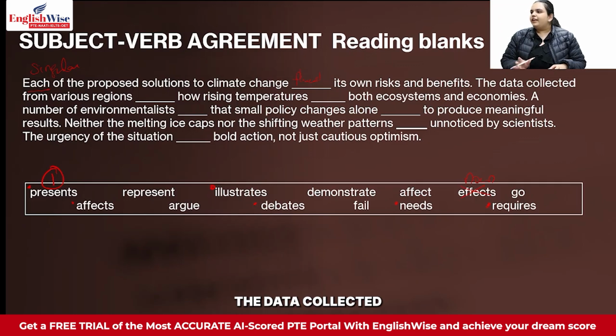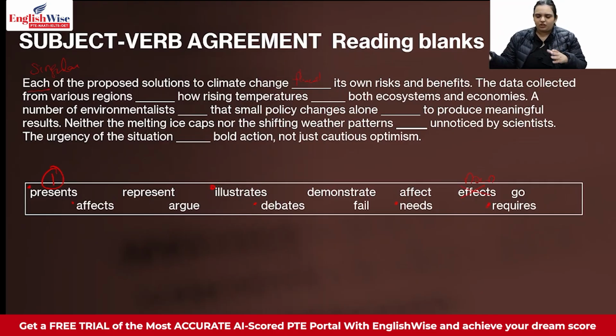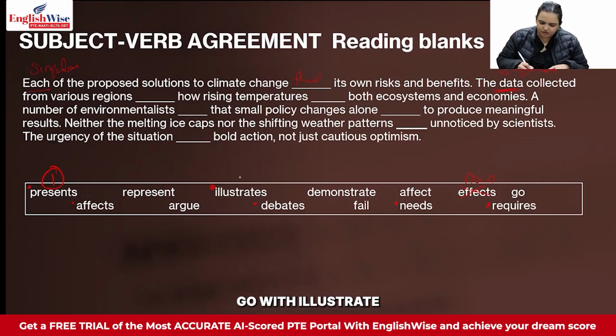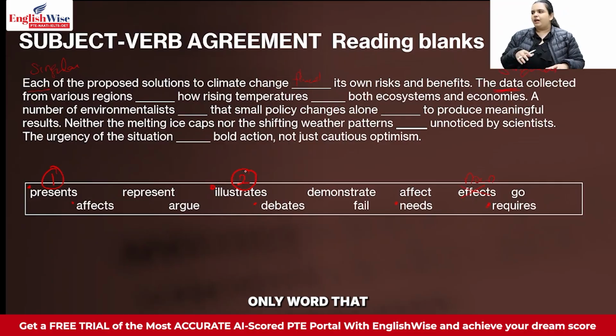Okay, the data collected from various regions. Again, this is an X of Y situation. The data collected from various regions and the data of various regions. This is how you can interpret it. So I will look at X. X is singular. Again, I will go with a plural verb. Now, whenever a data is collected, it is always going to show something. So show, we will go with illustrate because that's the only word that matches or is similar to the word show.